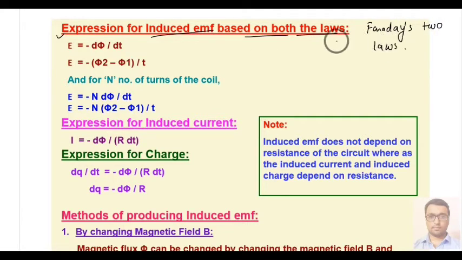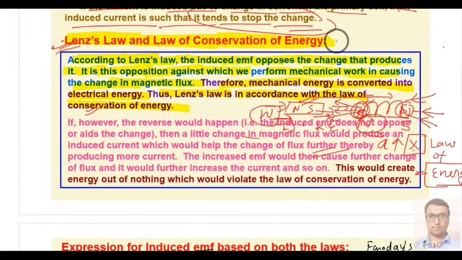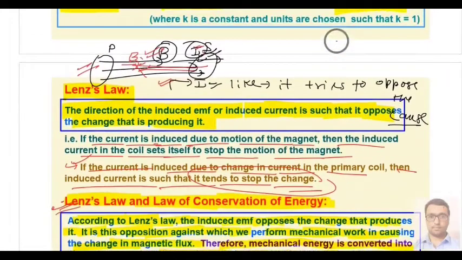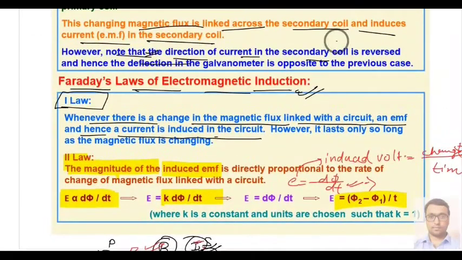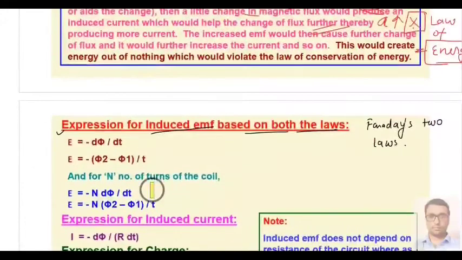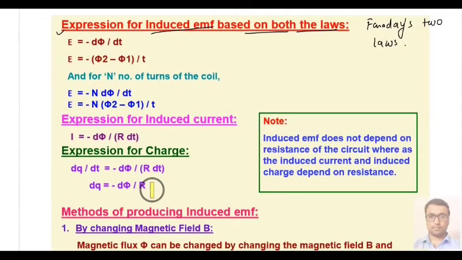Today we are going to start with our topic, expression for induced EMF based on both of Faraday's laws. In the previous slide you can see we have already covered that Faraday gave two laws. This was the first law, and then we have the second law. Now we have to study how we can produce EMF.